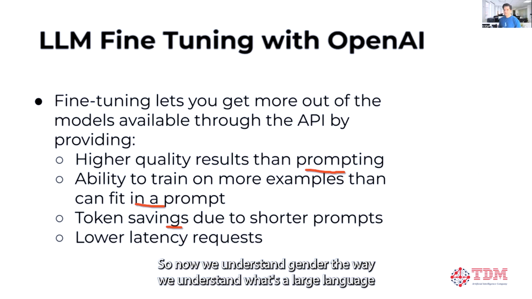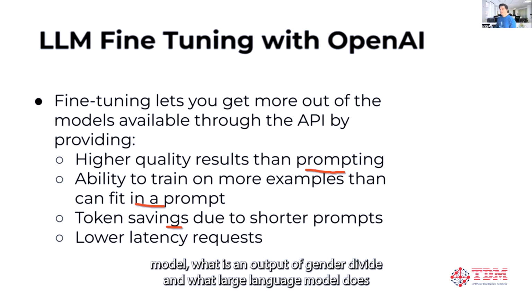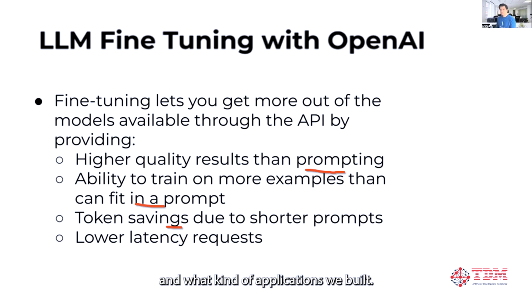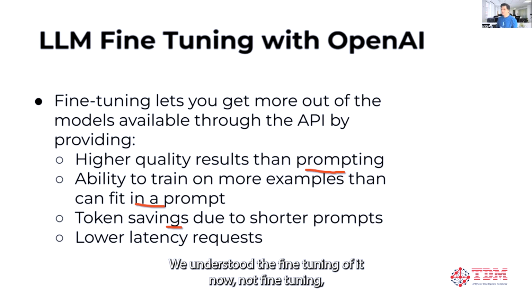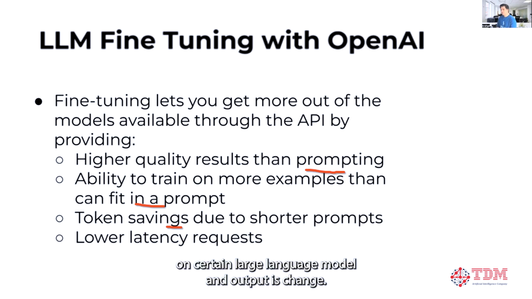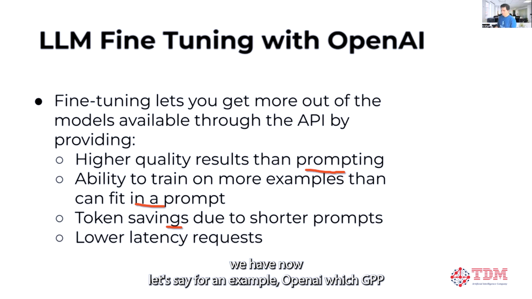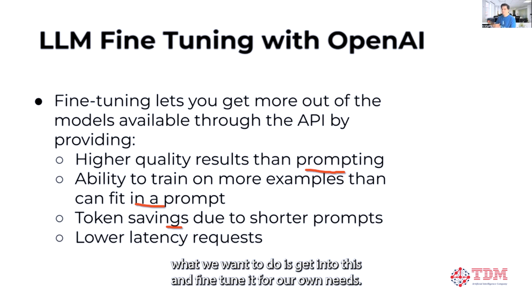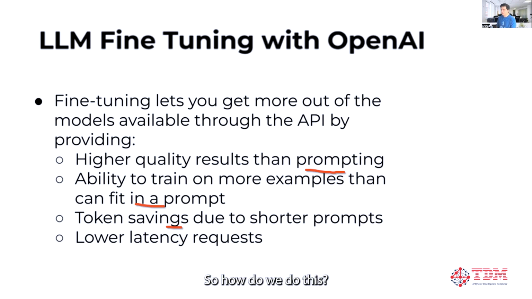So now we understand generative AI. We understand what a large language model is, what the output of generative AI is, what a large language model does, what kind of applications we built, and the fine-tuning of it. We also saw what parameters are needed, and that 350 million parameters trained on a certain large language model changes how the output looks. So knowing all this, let's say, for example, OpenAI, which built ChatGPT. What we want to do is get into this and fine-tune it for our own needs. So how do we do this?